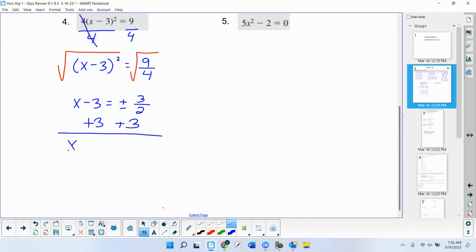So I wrote it as x equals 3 plus or minus 3 halves. X equals 3 plus or minus 3/2, which is 1.5.